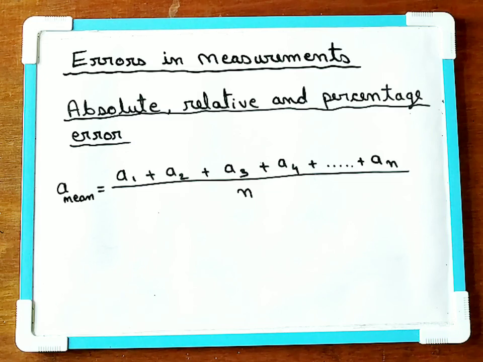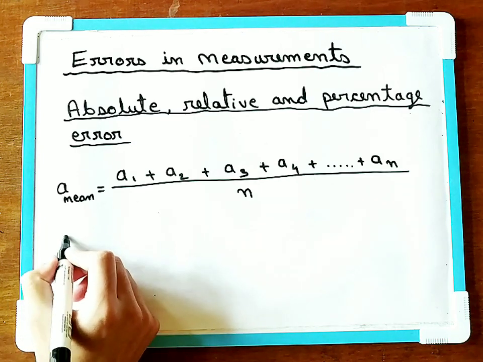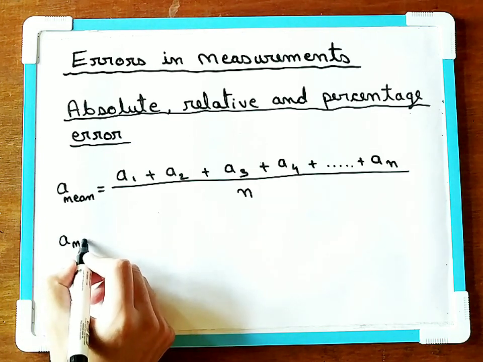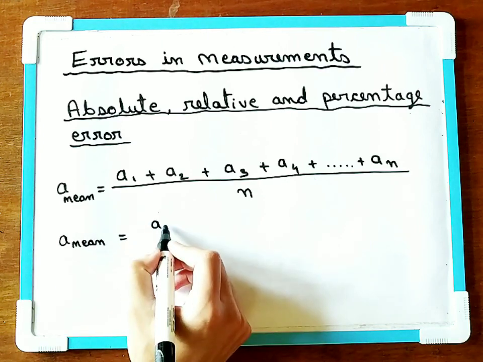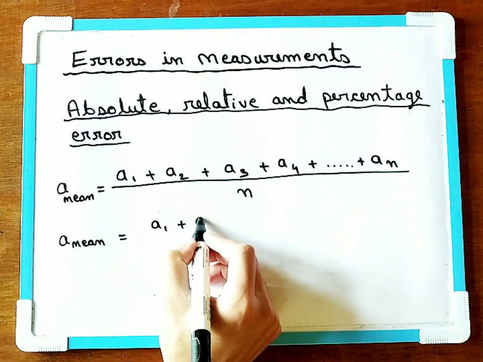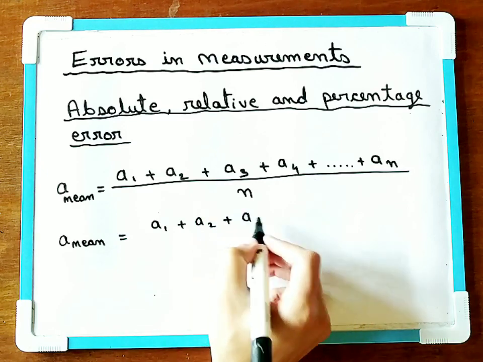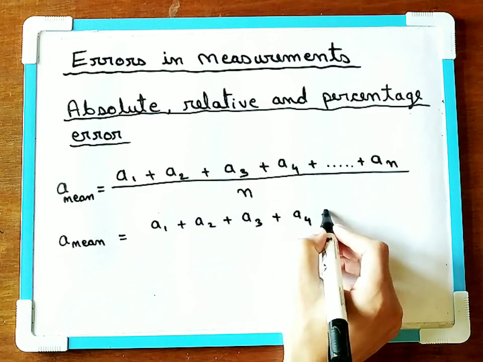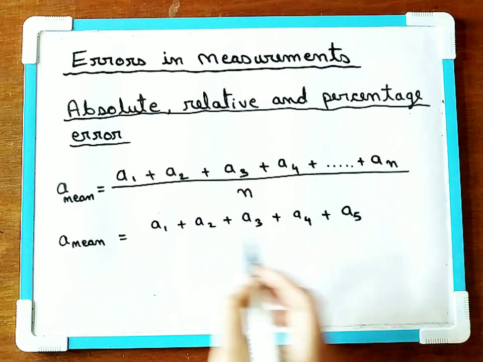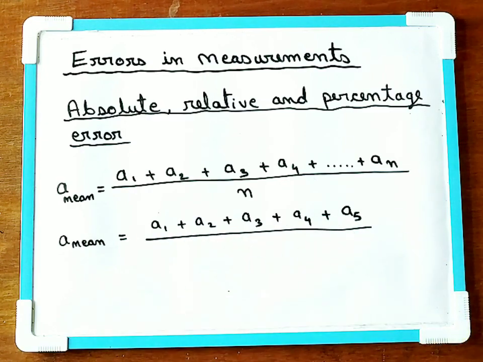If, for example, you take 5 observations, then the true value can be calculated as A mean. So if you take 5 values, then you have A1 plus A2 plus A3 plus A4 plus A5, which is 5 observations, then divided by 5.